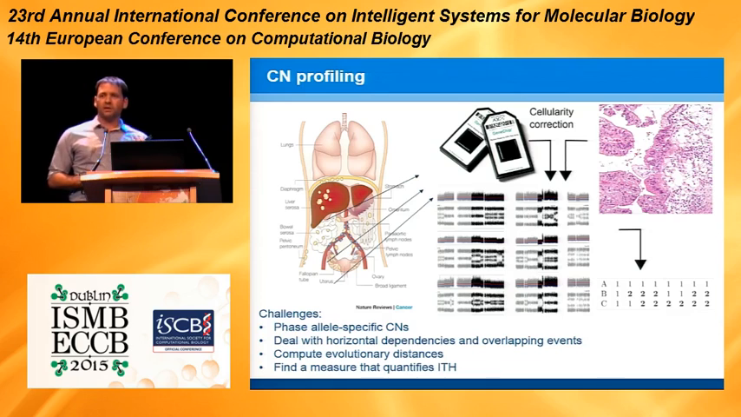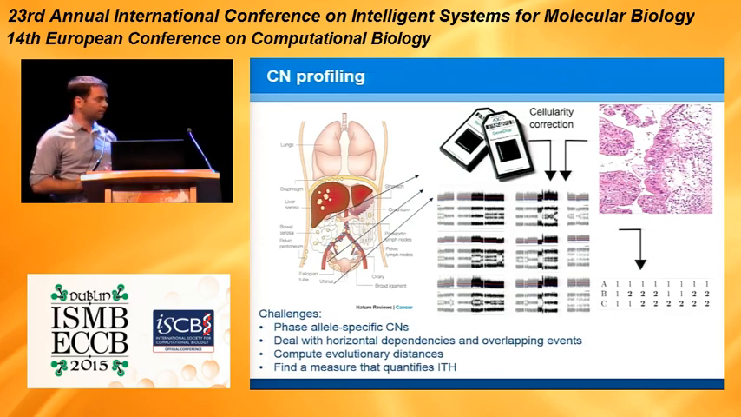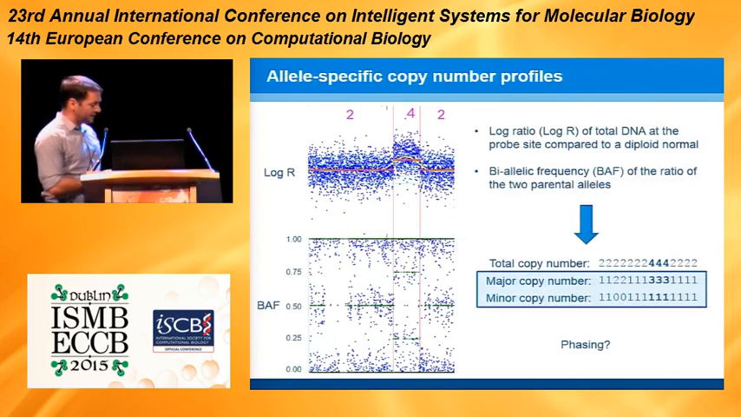It computes what we call a minimum event distance. So the minimum number of amplifications and deletions that you need to transform one genome into another. That has proven to be a quite successful method for comparing these copy number profiles. Now, the copy number profiles themselves aren't that simple.